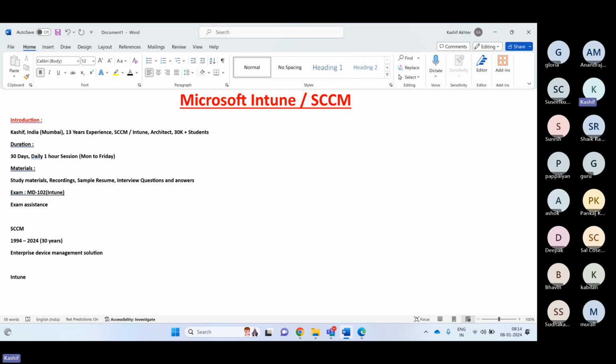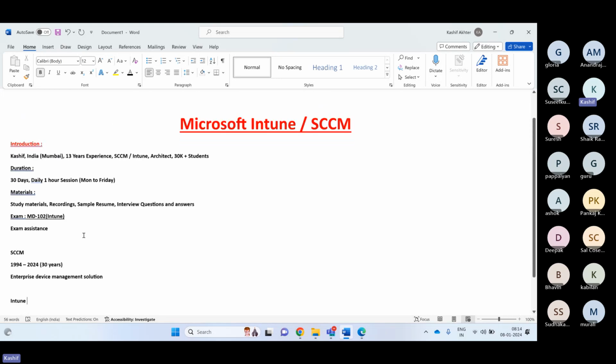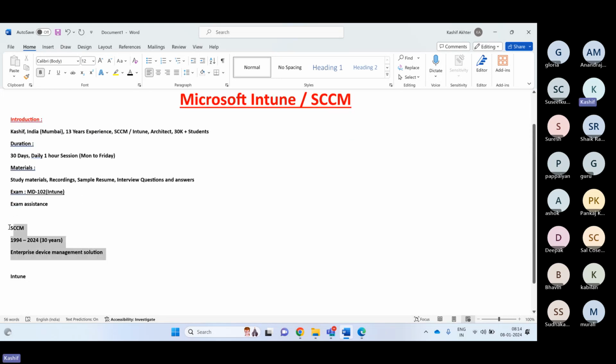Both of them are Microsoft products. Okay. SCCM is now a little outdated, outdated as in people are not implementing SCCM as we used to previously, because of Intune. Most of the people are moving towards Intune. Why, I will tell you.